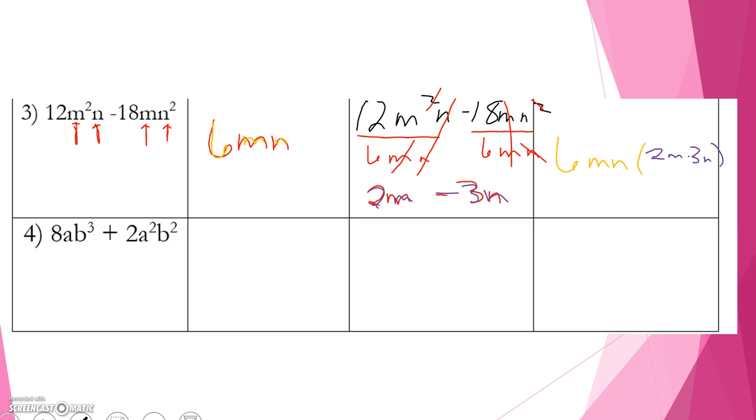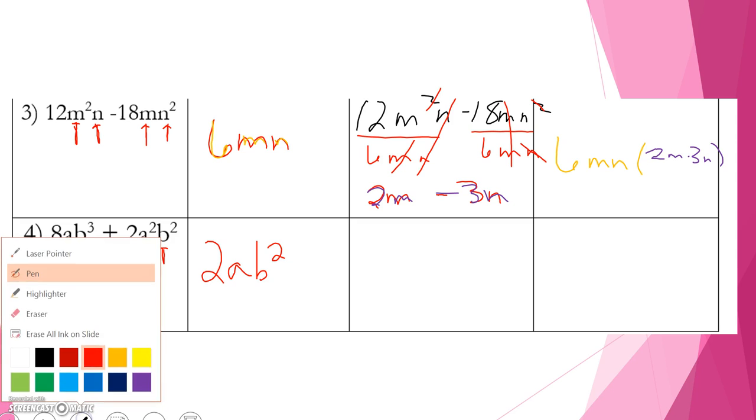All right, next one. So 8ab cubed plus 2a squared b squared. So look at the numbers first. 8 and 2. The biggest number that goes into both of those is 2. Then I look at the a's first. So I have a and a squared. The smaller of the two is a. Then I look at the b's. I have b cubed and b squared. The smaller of the two is b squared.